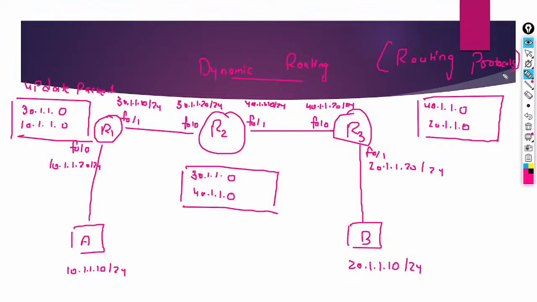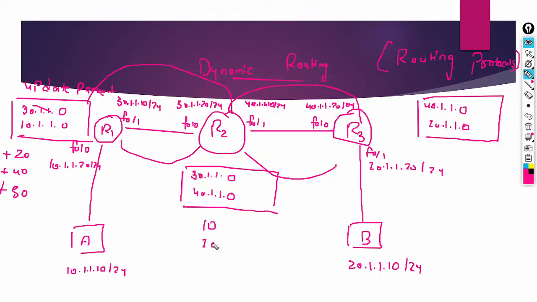This helps us a lot to establish neighbor relationships between the different routers and exchange update packets with each other, so that R1 exchanges with R2 and R3, R2 exchanges with R1 and R3, and R3 exchanges with R2 and R1. So the routes that are not present in the R1, R2 and R3 routing tables will be added automatically: 20, 40 and 50 here, 10, 20 and 50 here, and 10, 30 and 50 here.